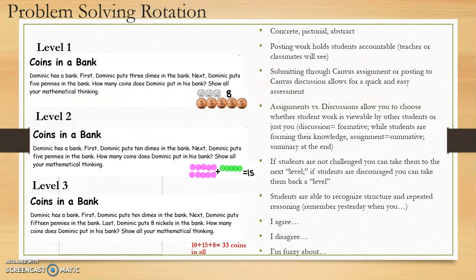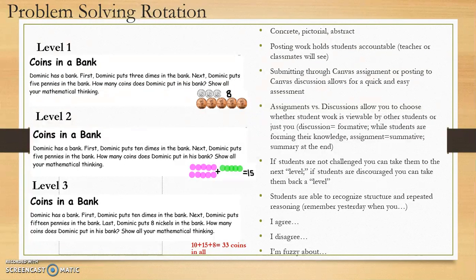So the nice thing about exemplars is it gives you the leveled problems, but within the 3 levels of a specific problem, students are going to be working on the same thing. So the example that I have here in front of you is called coins in a bank. So whether I am a student working on level 1 or level 2 or level 3, my problem will be titled coins in a bank, and I will be working with coins.